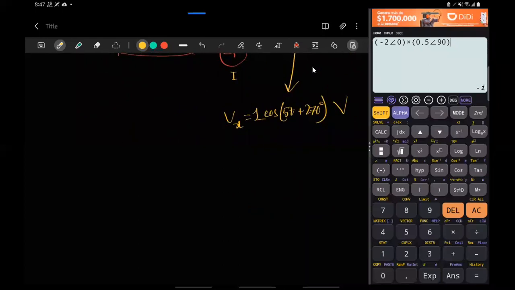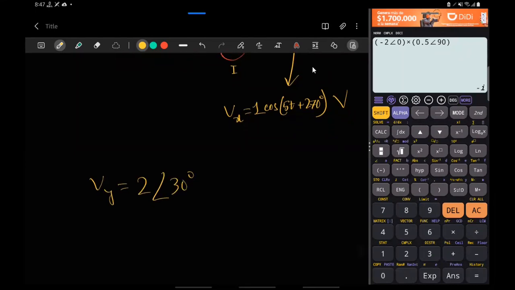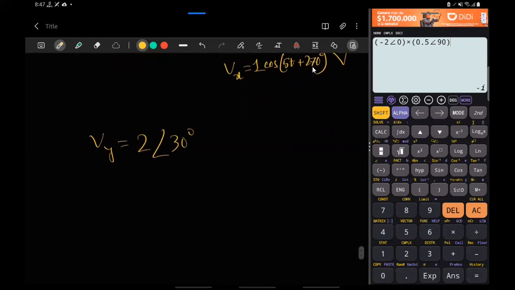So for example, say after a lot of calculations, you get that Vy is equals to 2 angle 30 degree. How can you convert back to the cosine format? You write the amplitude first. Then you just have to insert the cos 5t part, and you have the plus 30 here. So this is what you have to insert, right?